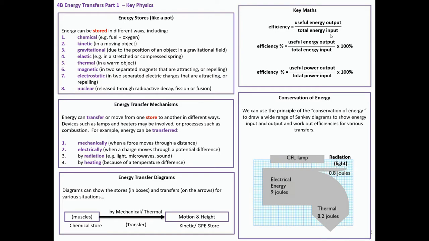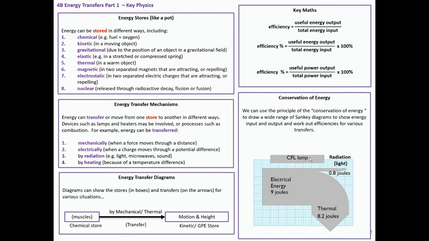Then we've got efficiency, so that's how much energy output over your total energy input, or a percentage efficiency. We take the same thing and multiply it by 100%. It's just like a test score, and I could do that for power as well. So think about a test score. If you got 50 out of 100 in a test, it would be 50 divided by 100, which is an efficiency of 0.5, or 50%.